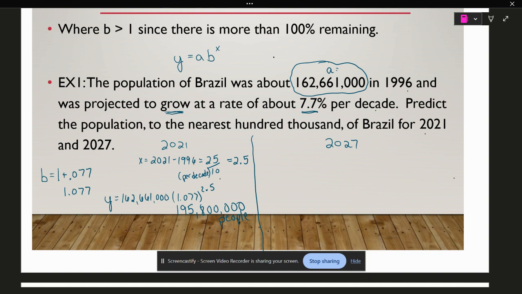How this sets us up for the second problem is A and B are the exact same. We just have to figure out what our x is going to be, doing the same exact thing. So x in this case, 2027 minus 1996 gives us 31. Divide by 10. Because it says decade, if it didn't say decade, we wouldn't do the dividing. And then we can plug it into our equation.